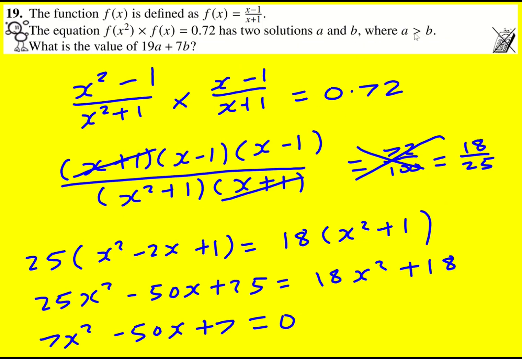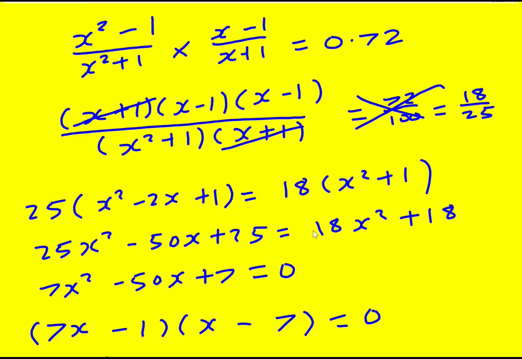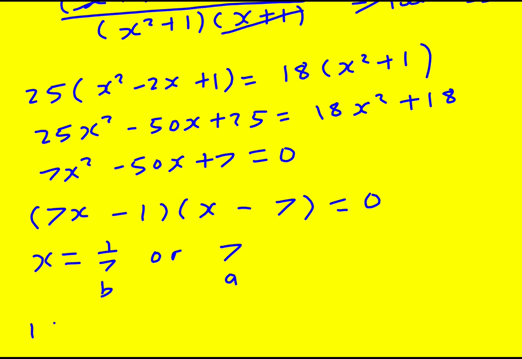Now, we're told that a is greater than b, so this one is a and this one is b. And then I'm finding 19a + 7b. So it's going to be 19 times 7, which is the same as doing 20 times 7 and then minusing 7. So that's going to be 133, plus 7 times 1 over 7, which is 1. So overall, we get 134. Neat.